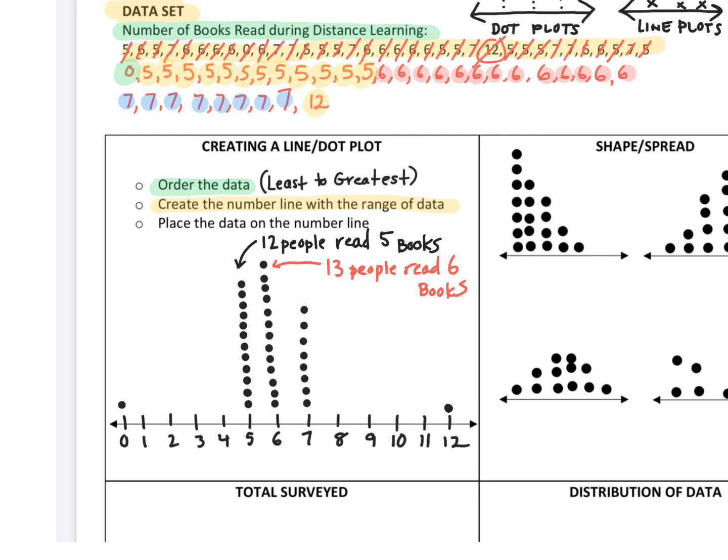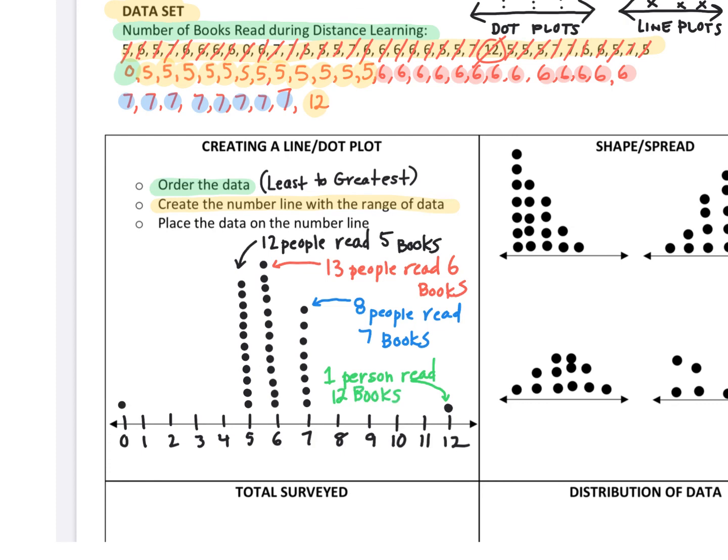And over here, I'm going to grab another color. We're going to say 8 people, I think it's 8, 3, 4, 5, 6, 7, yeah, 8 people read 7 books. Okay, let's keep going. Right here, 1 person read 12 books, and that person is what class?